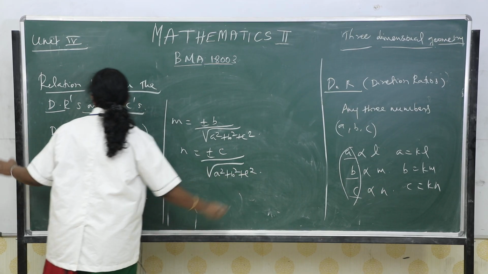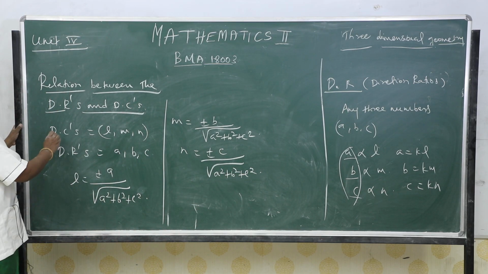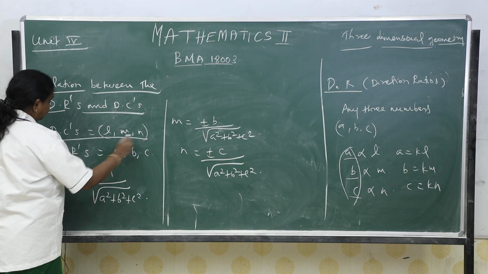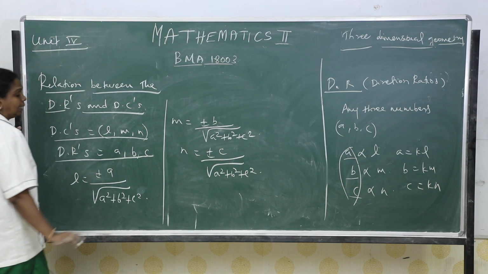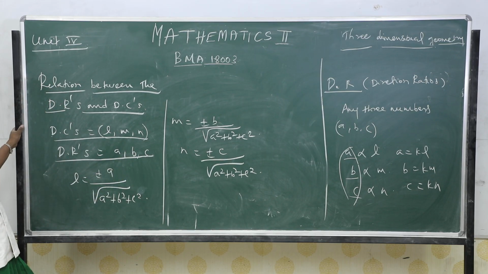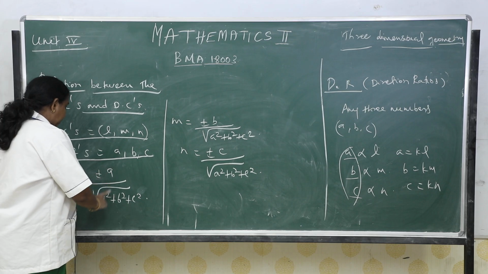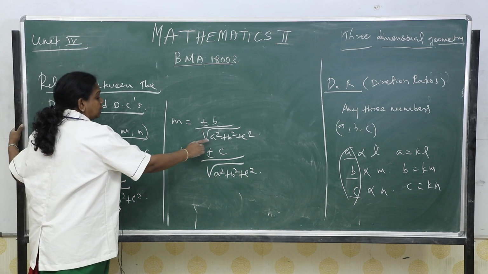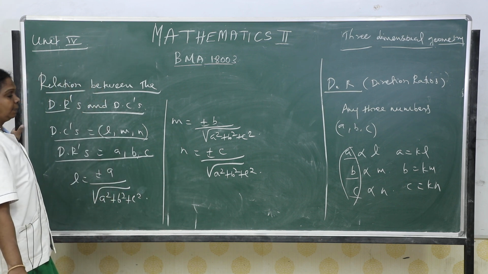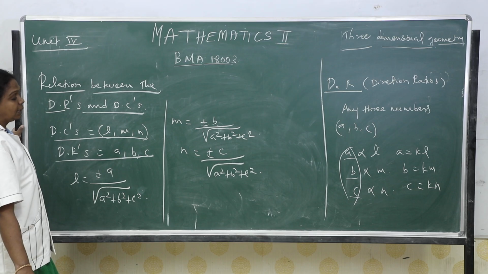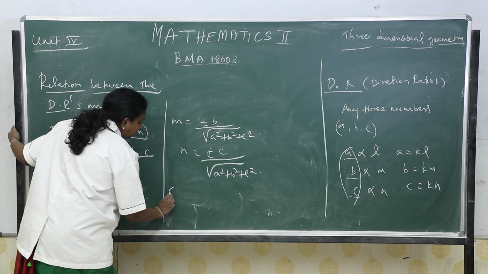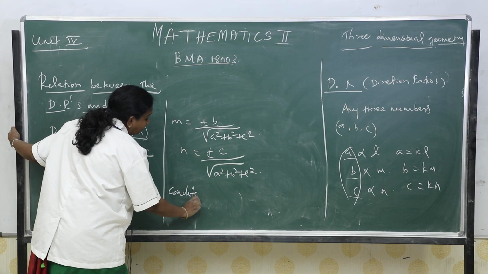Once again I'll repeat the relation between direction ratios and direction cosines. The direction cosines are L, M, N and the direction ratios are A, B, C. Therefore, L is equal to plus or minus A by square root of A square plus B square plus C square. M is equal to plus or minus B by square root of A square plus B square plus C square, and N is equal to plus or minus C by square root of A square plus B square plus C square.